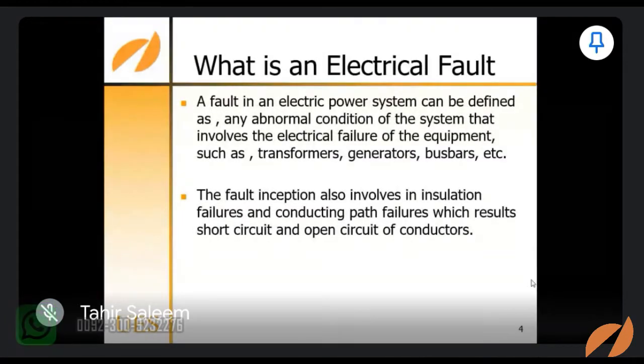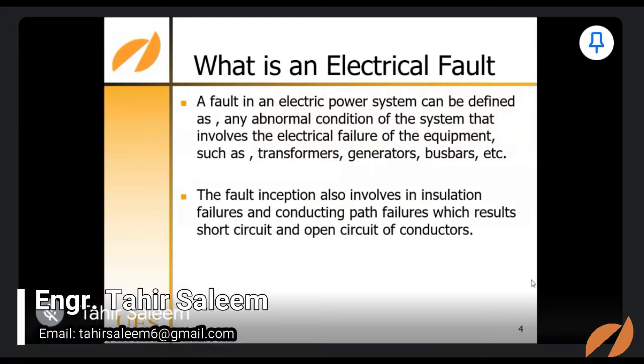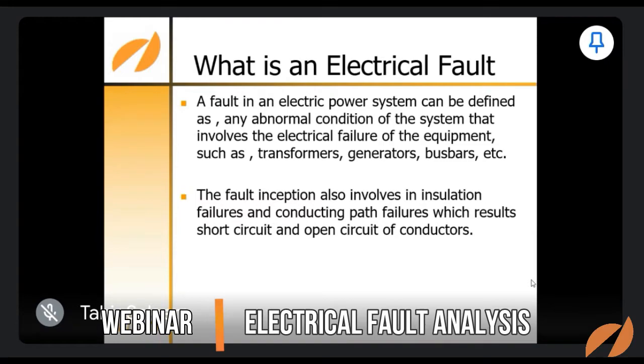A fault in an electric power system can be defined as any abnormal condition. When the fault occurs, abnormal conditions exist that involve the electrical failure of equipment such as a transformer, generator, busbar, etc., and a fire can result. Fault detection also involves insulation failure and conducting path failure, which result in short circuit and open circuit of the conductors.